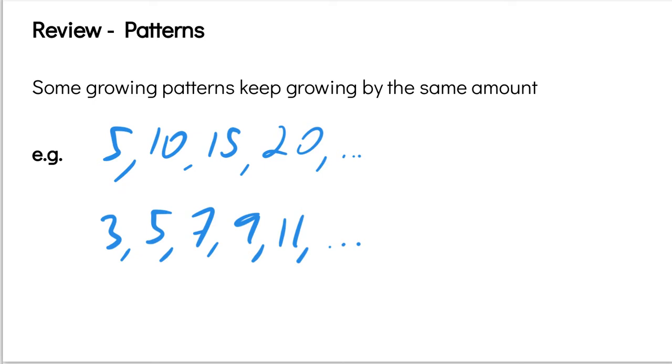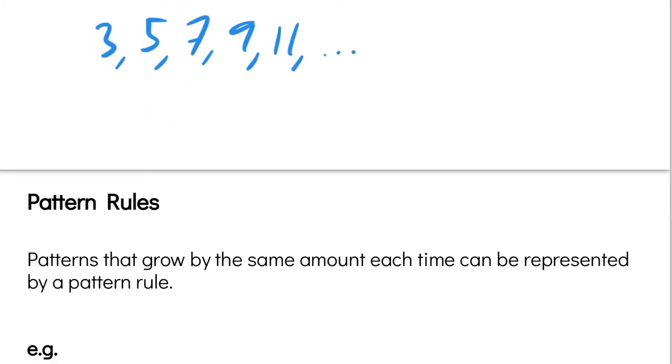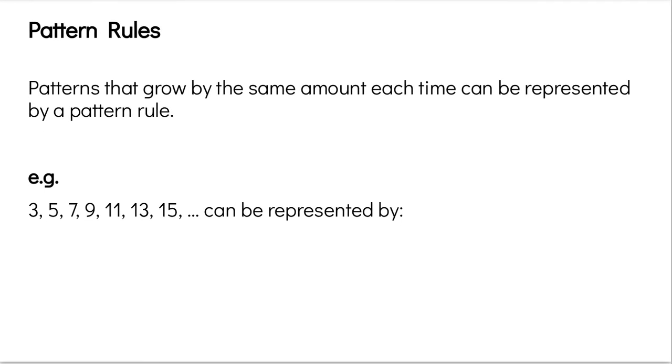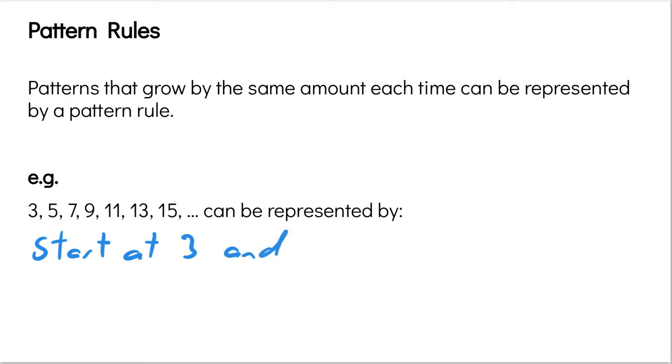So let's move on to pattern rules. This is where we get to learn some new things. So patterns like this, that grow by the same amount each time, can be represented by a pattern rule. For example, 3, 5, 7, 9, that number pattern that we just looked at, can be represented by the rule start at 3 and increase by 2 each time.